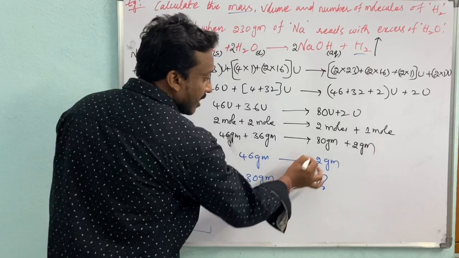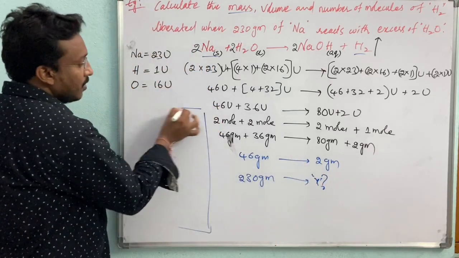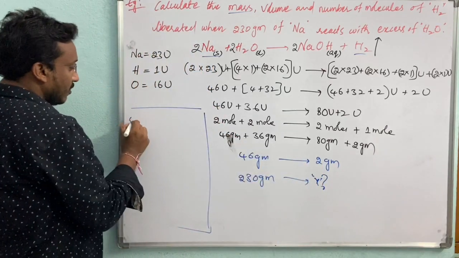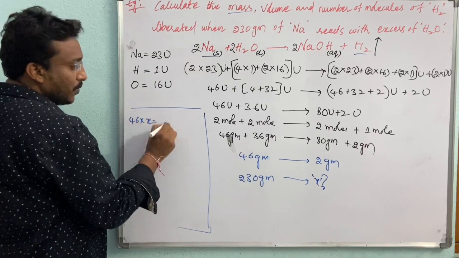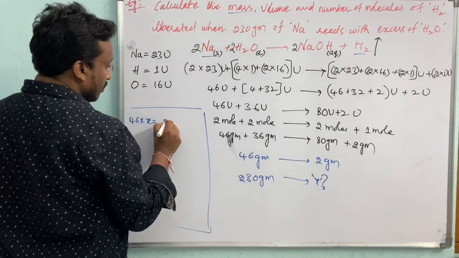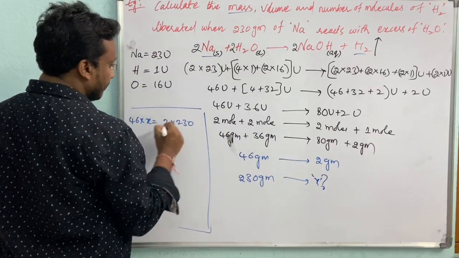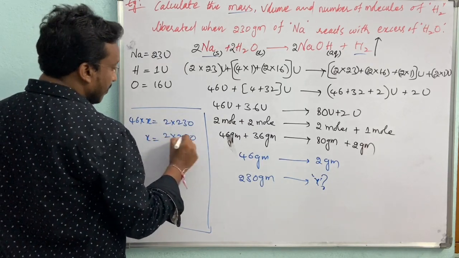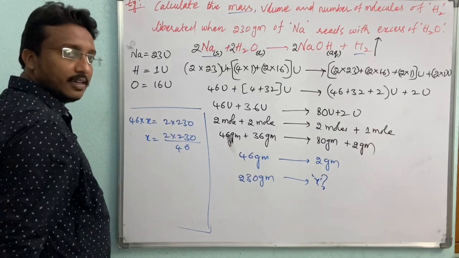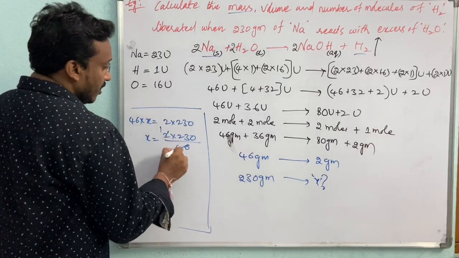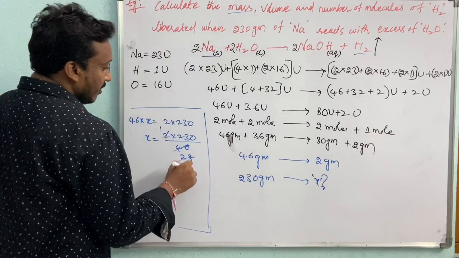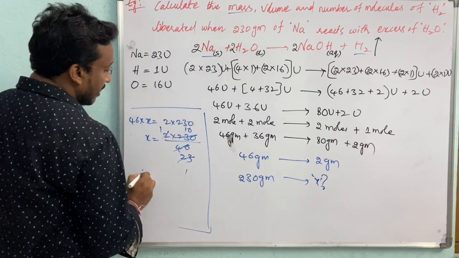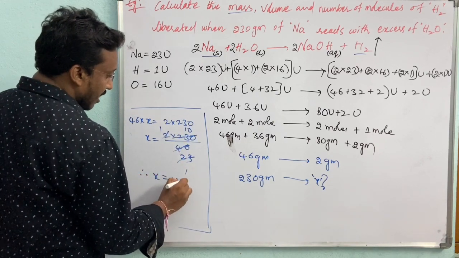From cross multiplication, 46 into x equal to 2 into 230, right? Then x equals 2 into 230 by 46, got it? 2 1s are 2, 2 23s are 46, 23 1s are 23, 23 10s are 230. Therefore x equals 10 grams.